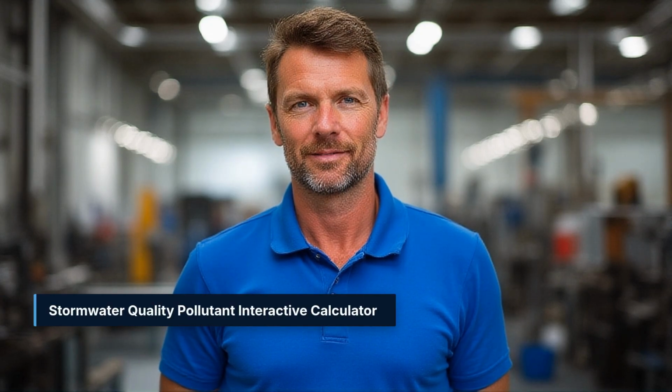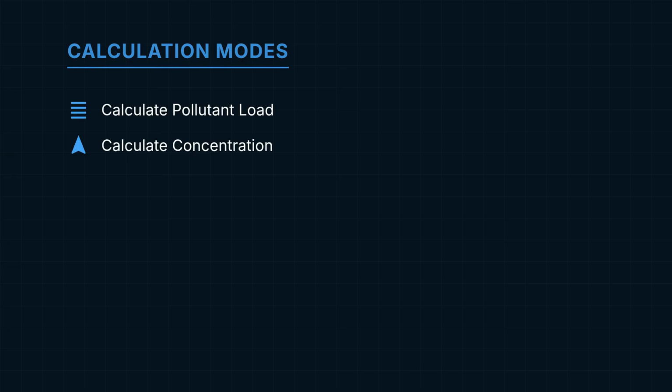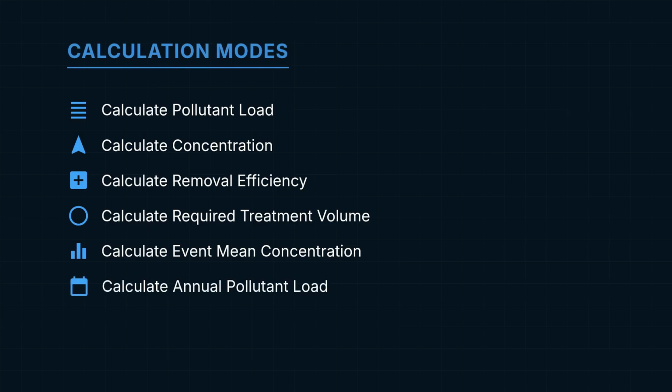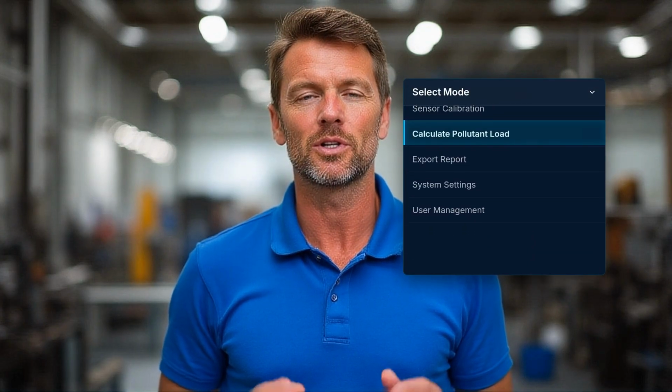The Stormwater Quality Pollutant Interactive Calculator helps engineers quickly determine pollutant loads and concentrations in stormwater runoff. This calculator offers 6 calculation modes through a drop-down menu: calculate pollutant load, calculate concentration, calculate removal efficiency, calculate required treatment volume, calculate event mean concentration, and calculate annual pollutant load. For this demonstration, I'm using Calculate Pollutant Load mode.